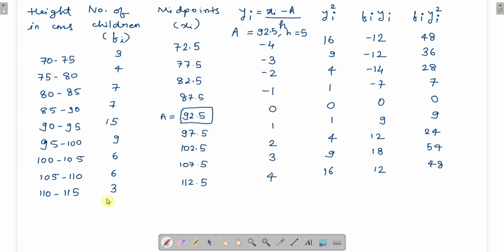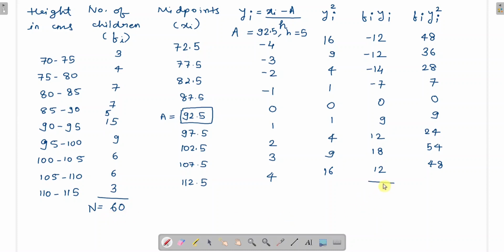Now we have to take the sum of these. First fi, so that will be capital N. 3 plus 4 is 7, 7 plus 7 is 14, 14 plus 7 is 21, 21 plus 15 is 36, 36 plus 9 is 45, 45 plus 6 is 51, 51 plus 6 is 57, 57 plus 3 is 60, so N is equal to 60.